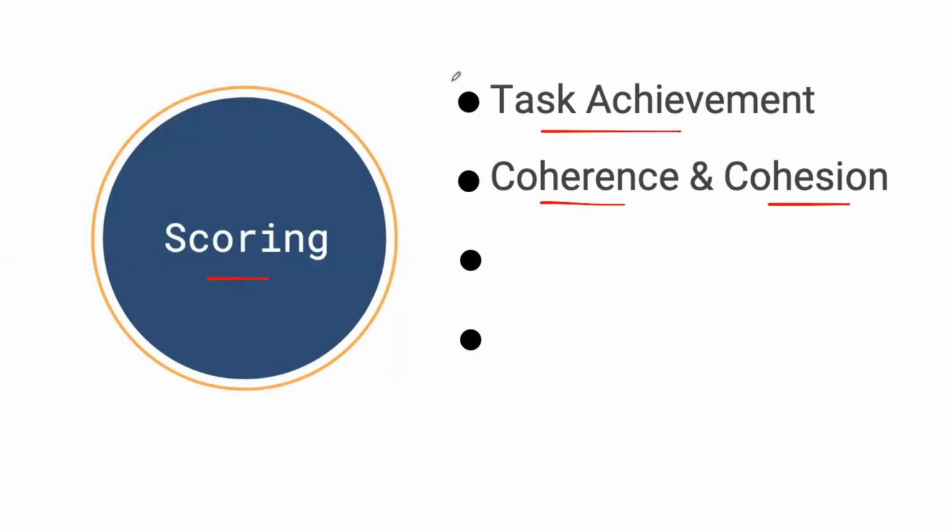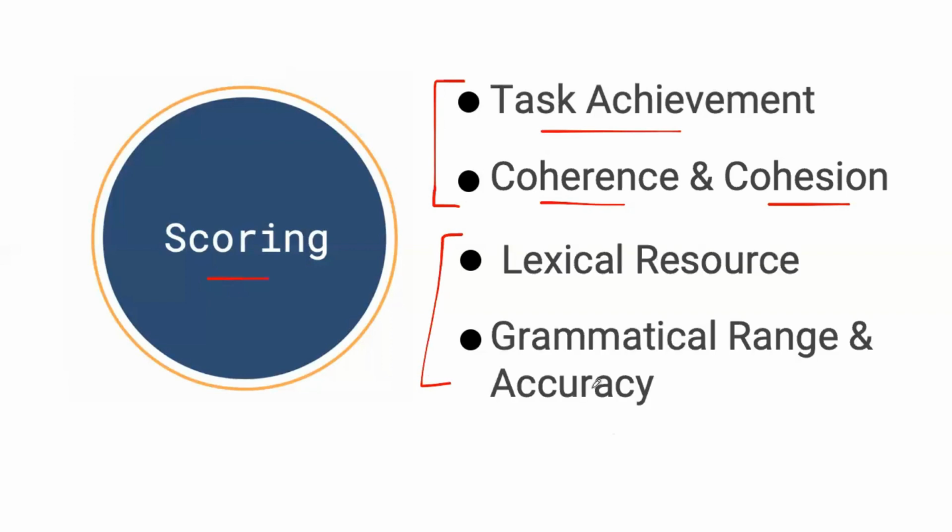So these 2 points here will be clearly outlined in our outline that we make in just a few minutes. And that's why an outline is so important in the writing section. The third and fourth points are points that go together and they rely on your outside knowledge. This includes lexical resource and your grammatical range and accuracy.